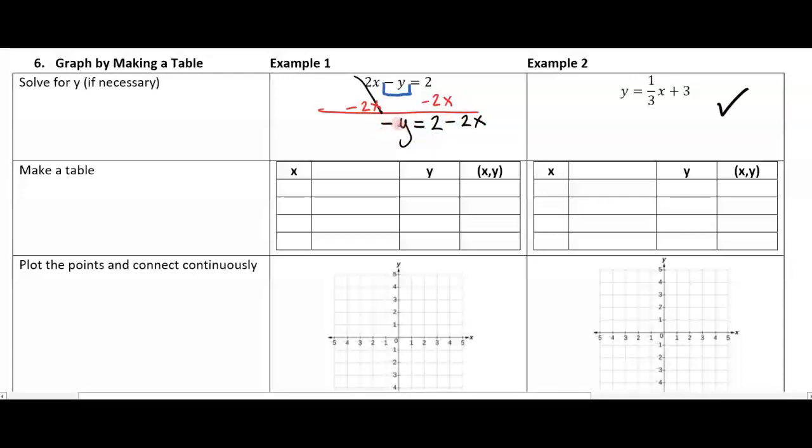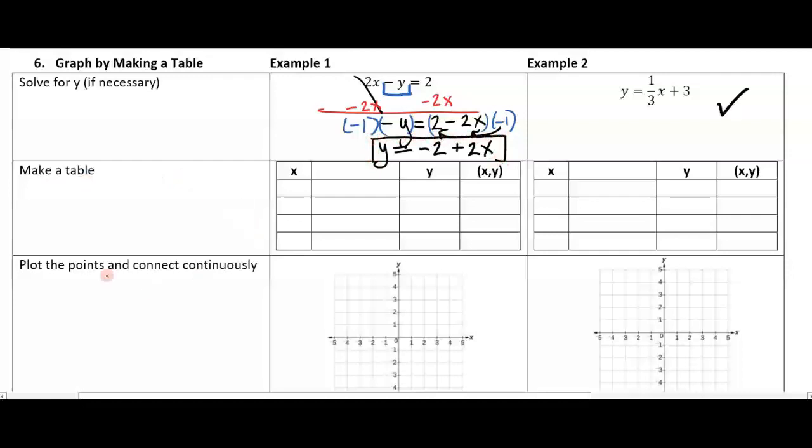And then solving for y means also having it positive. So this is currently negative. When something is negative and I want it positive, I'm going to use the -1 property, multiply both sides by -1. And when we multiply both sides by -1, -1 times y, -y is +y, equals, and we're going to distribute, -1 times 2 is -2, -1 times -2x is plus 2x. So this is now solved for y.